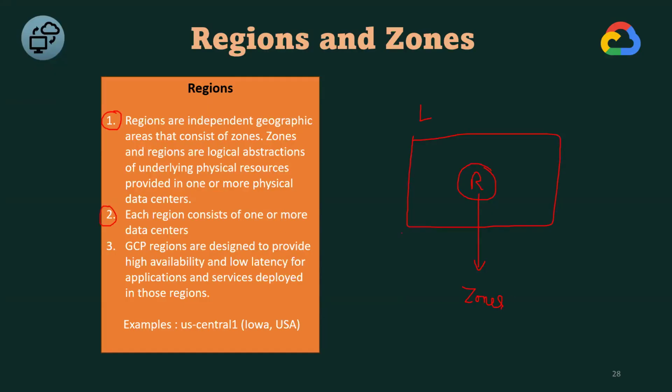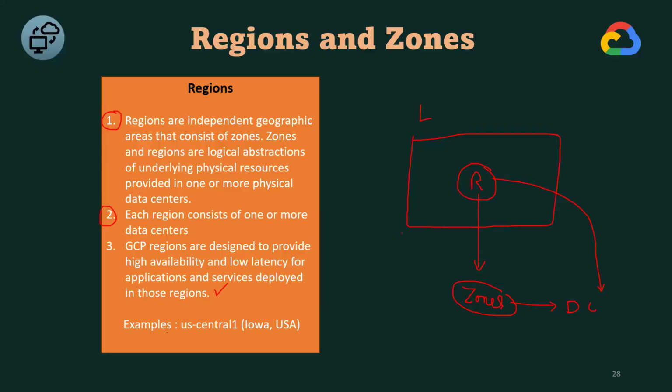Second point, each region consists of one or more data centers, because a zone is nothing but a data center. So each region is a collection of zones, nothing but a collection of data centers. The main importance of GCP regions and zones is to provide high availability and low latency for applications and services deployed in those regions. I will talk about this point.